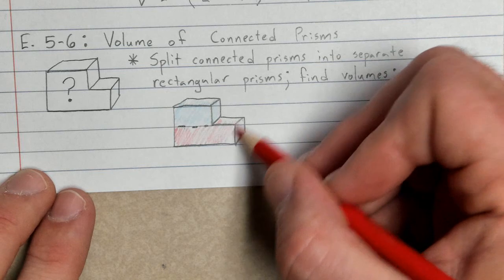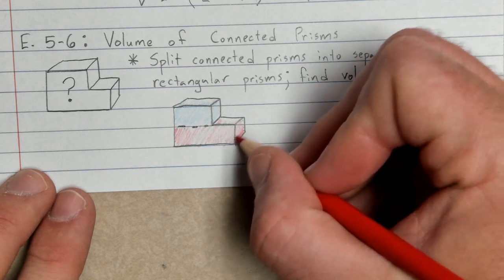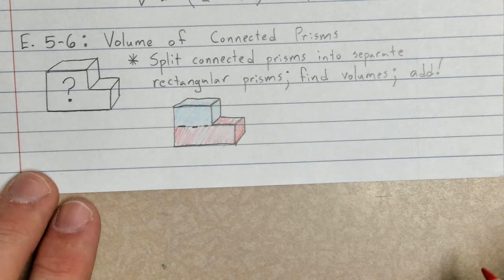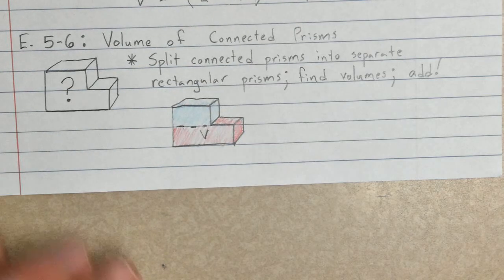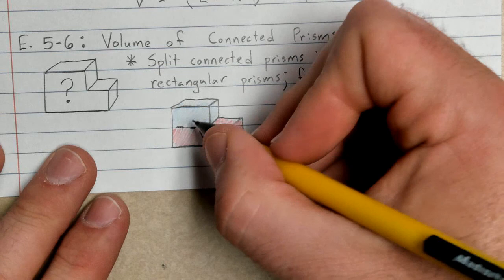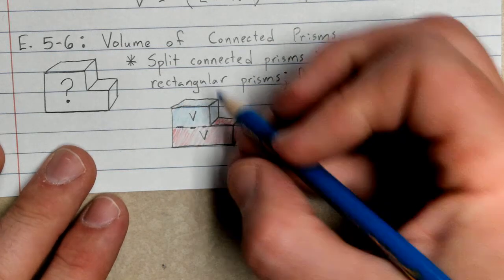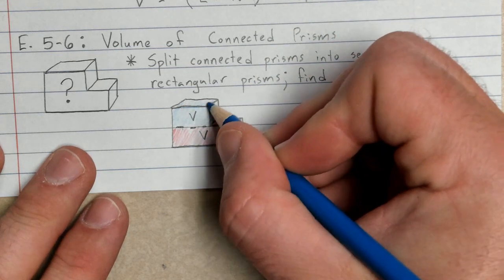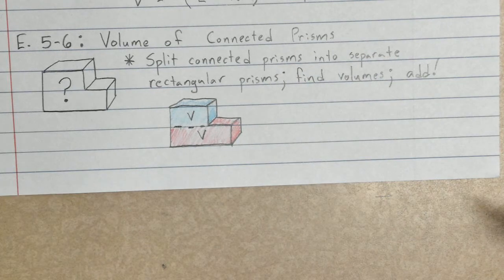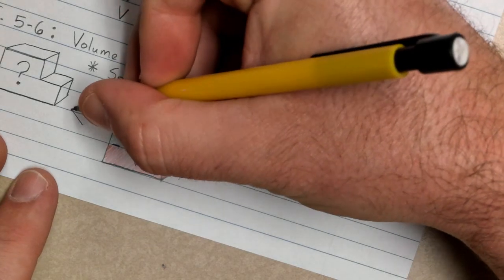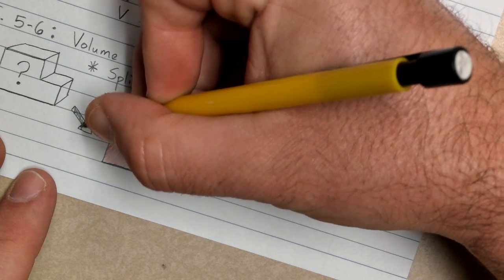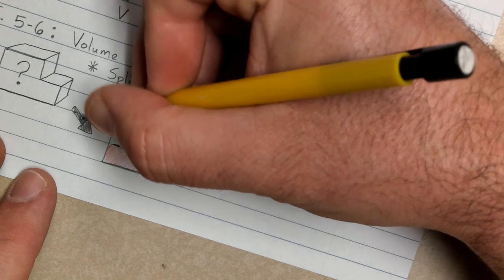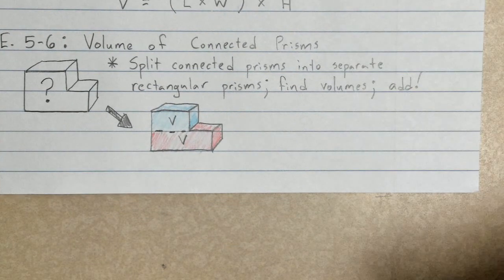Now I have two figures that I can find volume for. I can find the volume of the red. I can find the volume of the blue. And when I have those two volumes, I can add them together and get a total volume. Now, that, to me, is the most obvious way to split them. But there's a chance out there that some of you noticed there is another way to do this also.